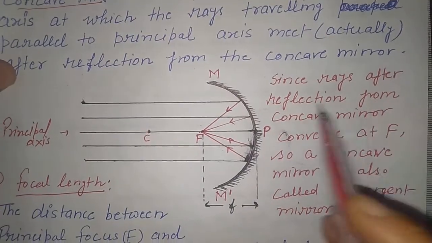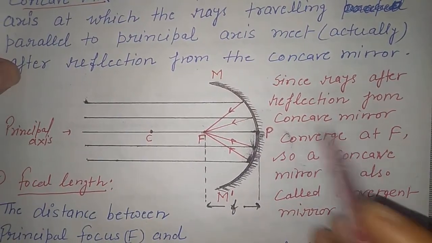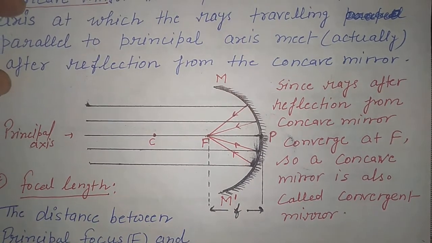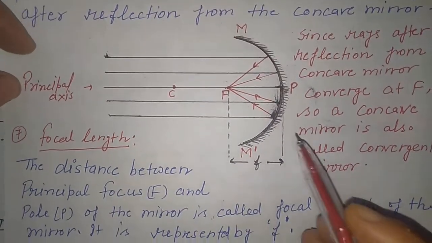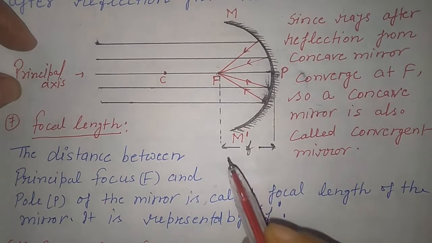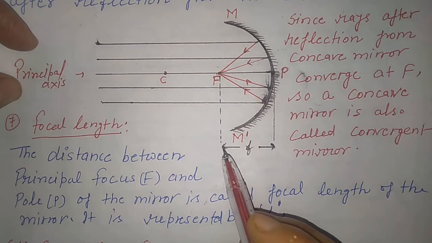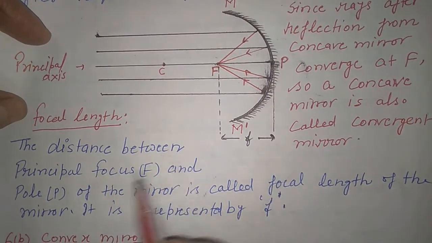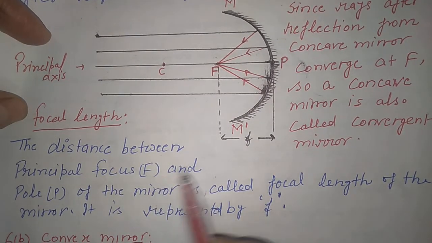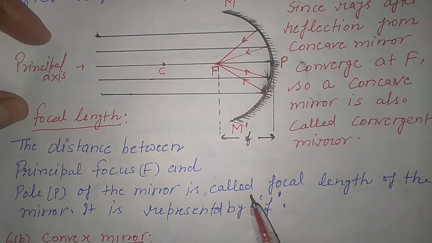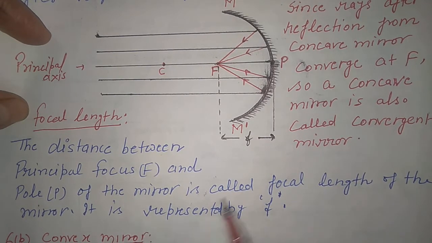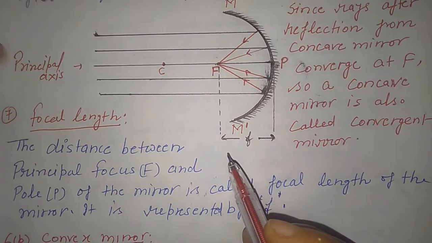Since rays after reflection from the concave mirror converge at a point, a concave mirror is also called a convergent mirror. Now the focal length: the distance between the principal focus F and the pole of the mirror is called the focal length. This is known as the focal length of the mirror, and it is represented by small f.